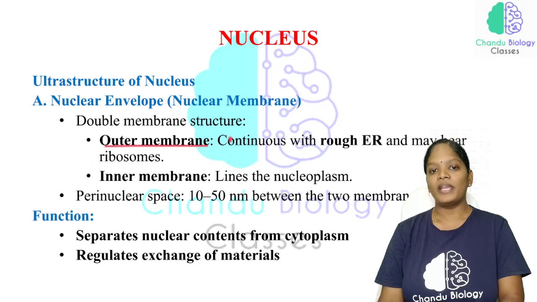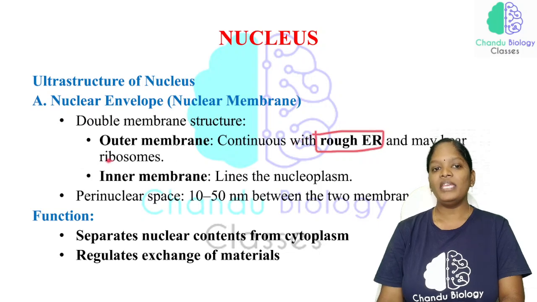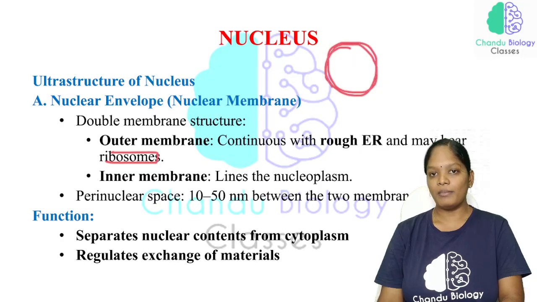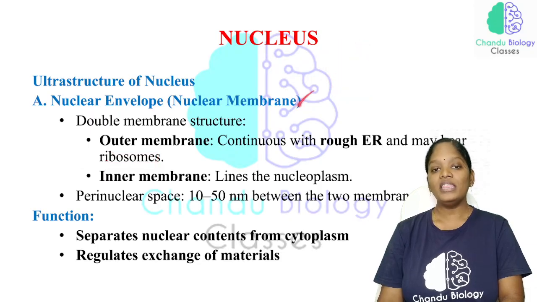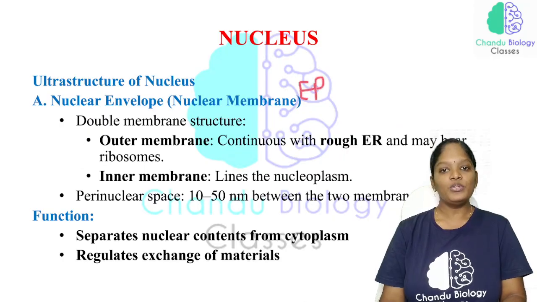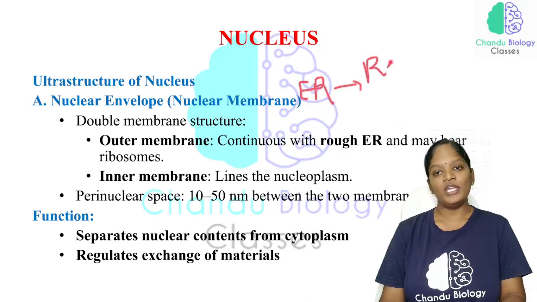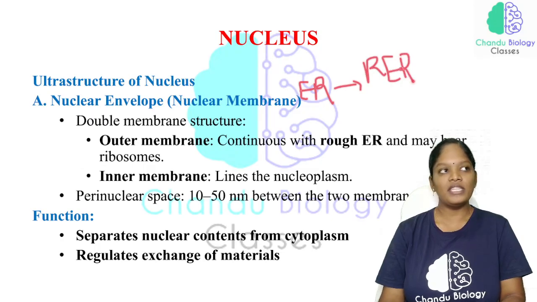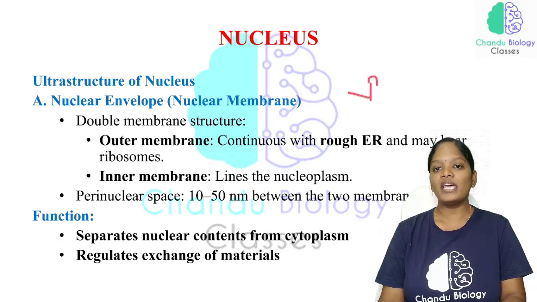This outer membrane of the nucleus is continuous with the rough endoplasmic reticulum and may bear ribosomes. See here, this is a nucleus, surrounded by a nuclear membrane. We have studied that this nuclear membrane has an outer membrane and an inner membrane. The outer membrane is continuous with the rough endoplasmic reticulum. What is meant by rough endoplasmic reticulum? In the endoplasmic reticulum, if ribosomes are present, we call it rough endoplasmic reticulum, which is involved in protein synthesis. If the ribosomes are absent, we call it smooth endoplasmic reticulum.